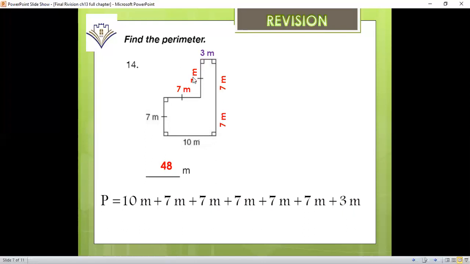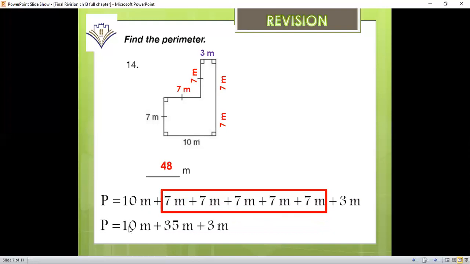1, 2, 3, 4, 5, plus 3. We need to calculate these 7 meters. 7 multiplied by what? 1, 2, 3, 4, 5.